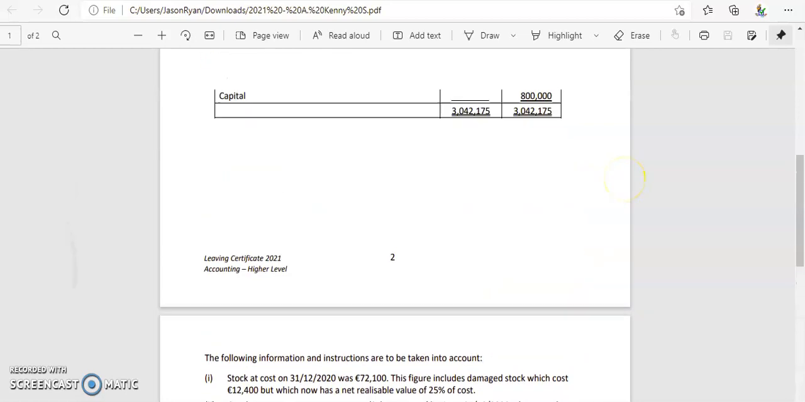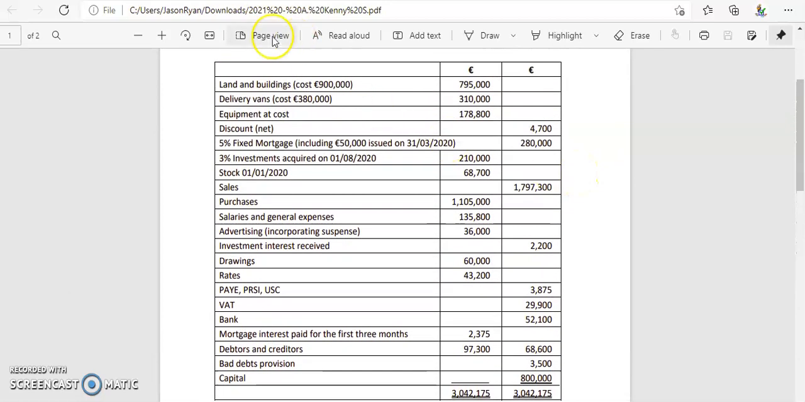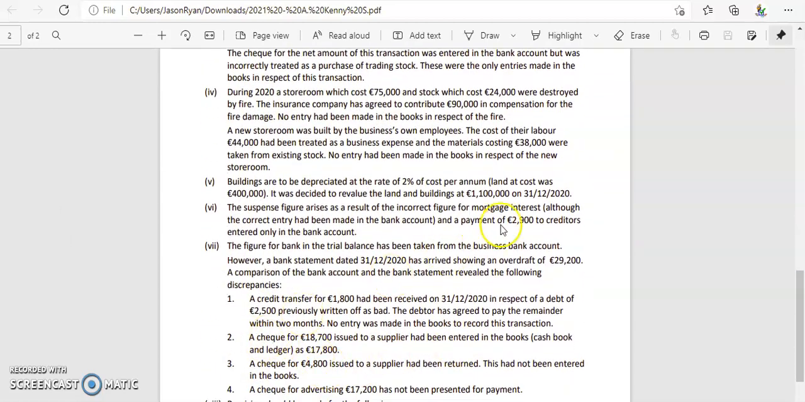So it's telling us that this payment that we have in our trial balance for mortgage interest, which is for the first 3 months, 2,375, that's wrong. Although the correct figure is entered in the bank account, so the bank account is correct. So we need to fix the mortgage interest first.